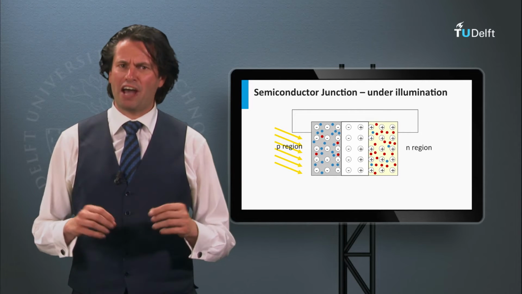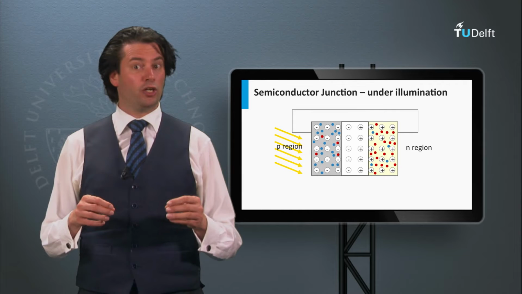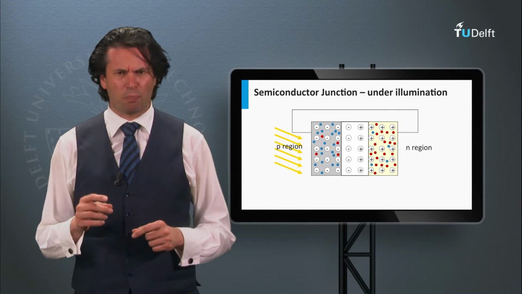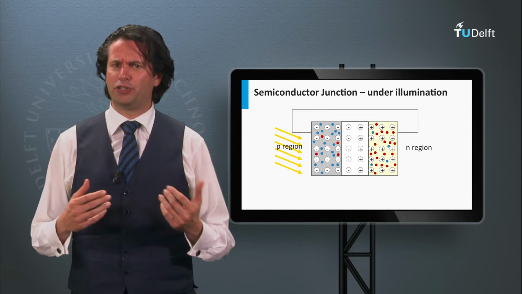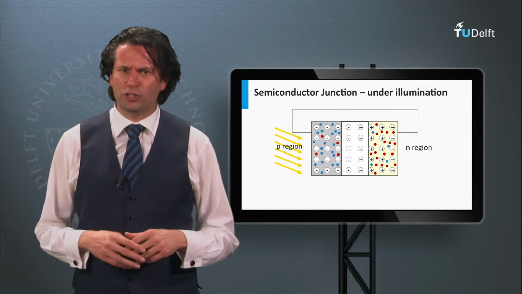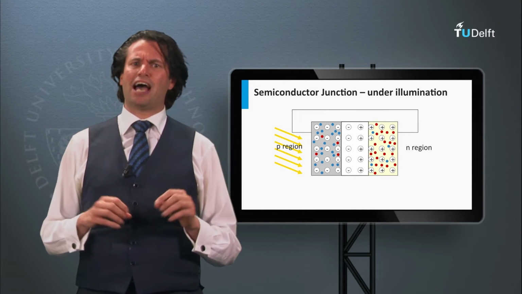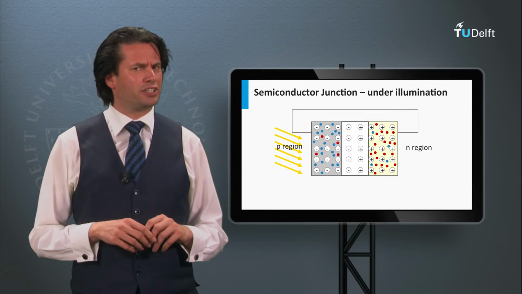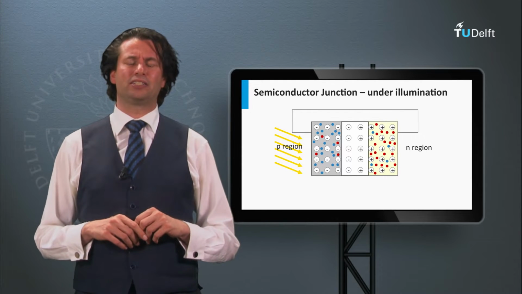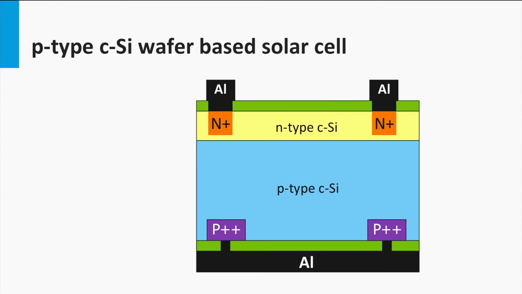In week 2, we have discussed how an illuminated PN junction can operate as a solar cell. In the illustration we have used in week 2, both the P and N doped regions have the same thickness. If you look at the crystalline silicon technology, this is not the case in real devices. Let's look at the most conventional crystalline silicon solar cell. The solar cell is based on a P-type silicon wafer.